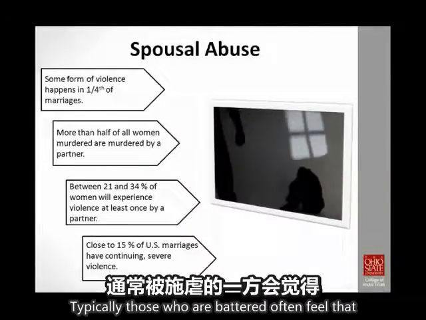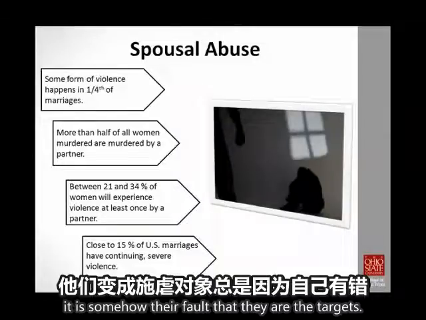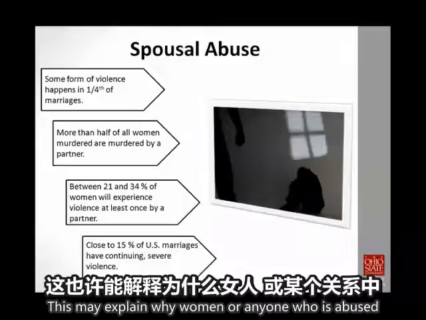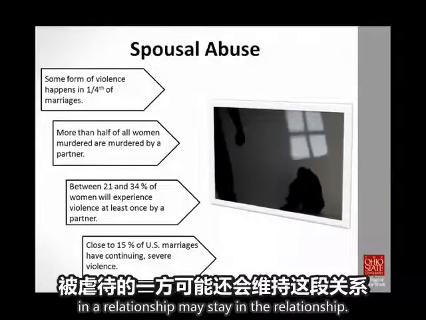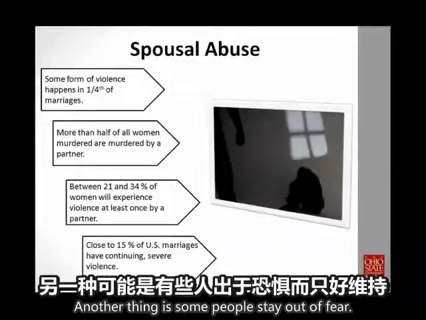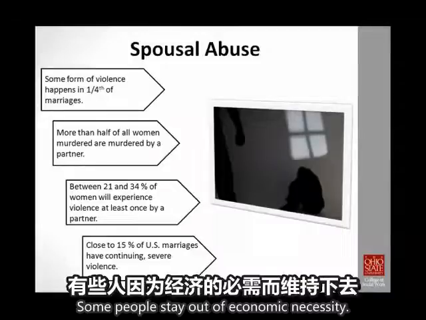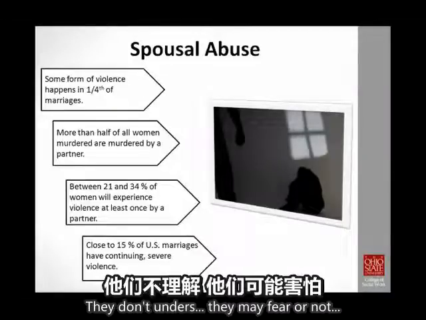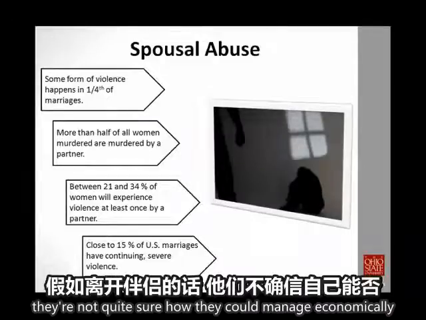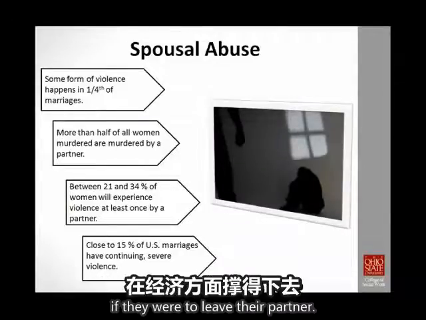Typically those who are battered often feel that it is somehow their fault that they are the targets. This may explain why women, or anyone who's abused in a relationship, may stay in the relationship. Another thing is some people stay out of fear. Some people stay out of economic necessity. They're not quite sure how they could manage economically if they were to leave their partner.